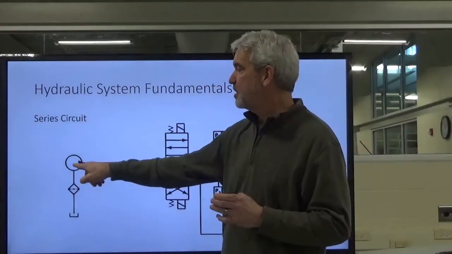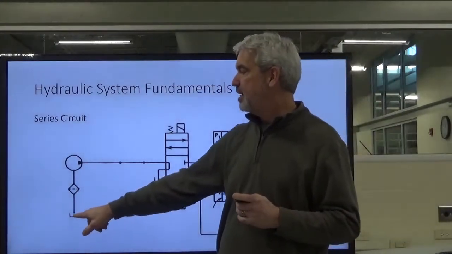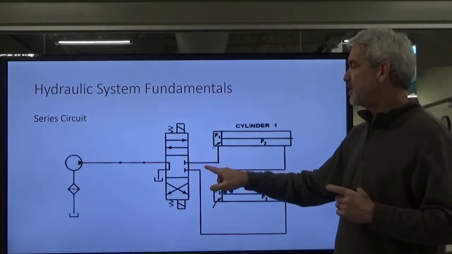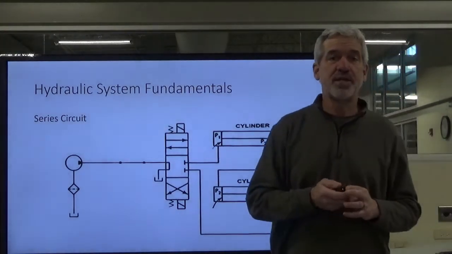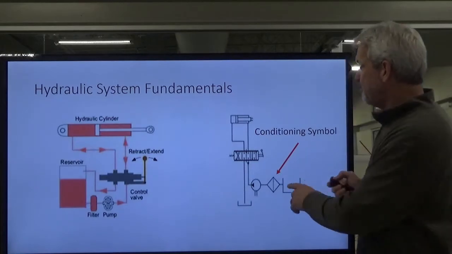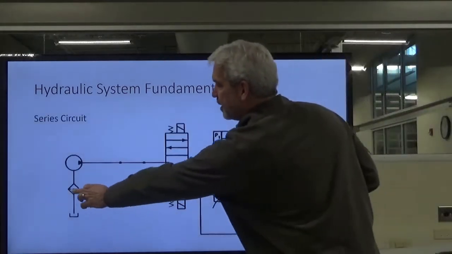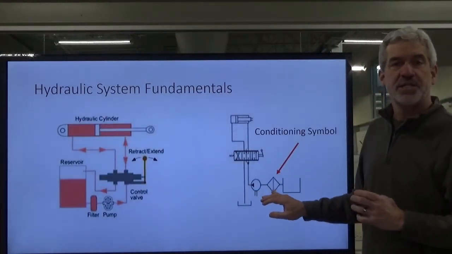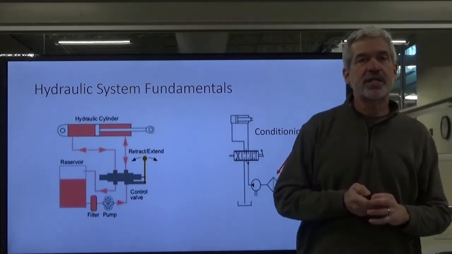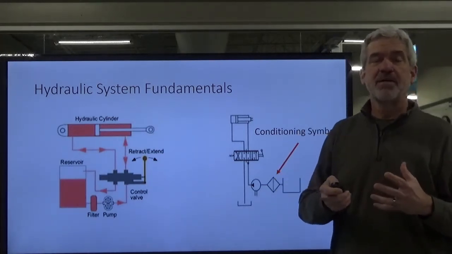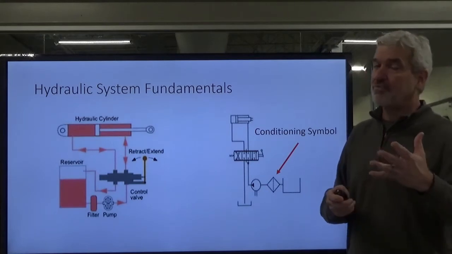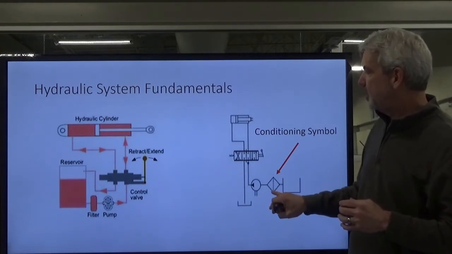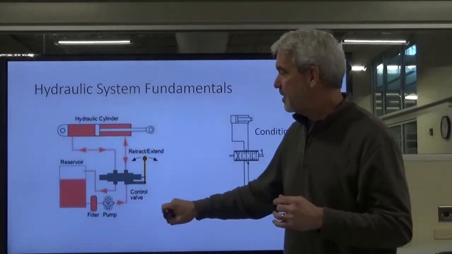Also, the components themselves are in series with one another, okay? We got our filter in series with our pump in series with our directional valve, and then of course the cylinders are in series with each other. That little symbol back there was a diamond, this one right here with a dotted line through it, okay? That diamond is a conditioning symbol, all right? By conditioning, it can mean several things. It has some type of effect on the oil, hopefully for the good too. But here's the symbol for a conditioning device, excuse me.